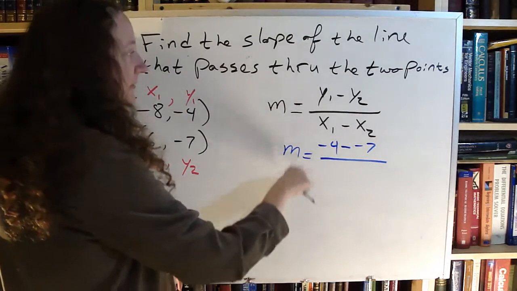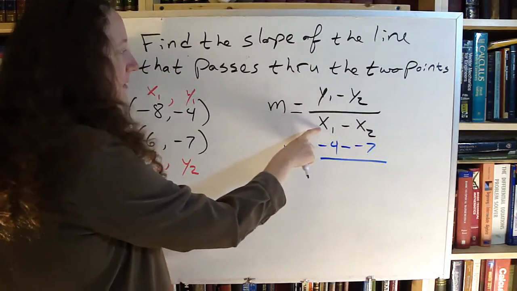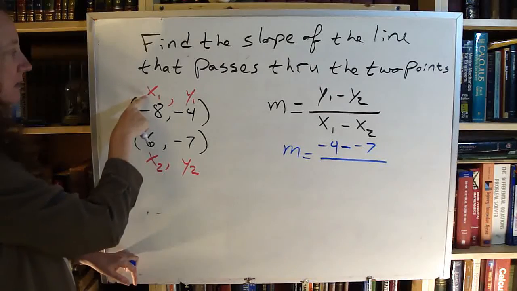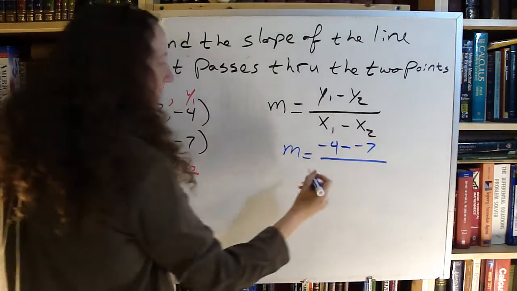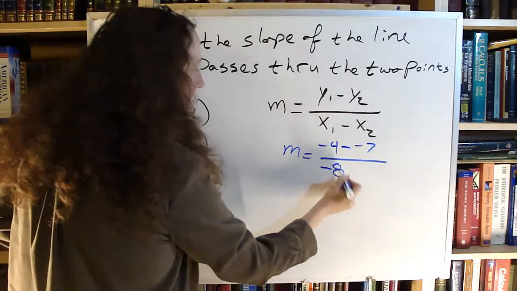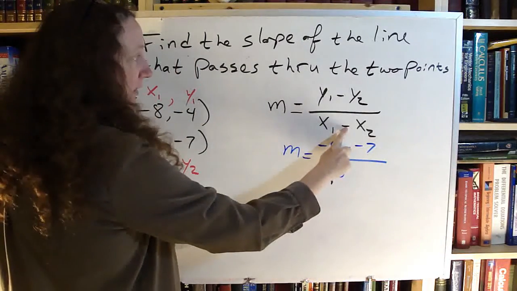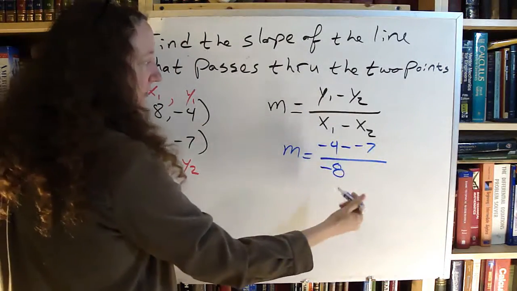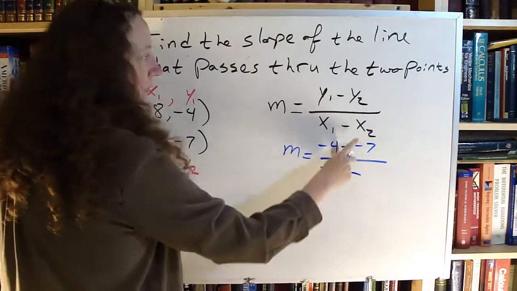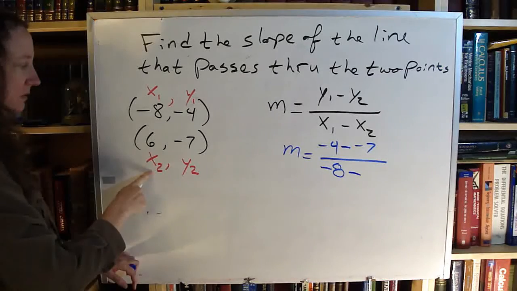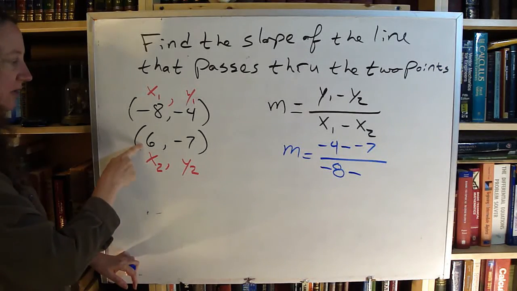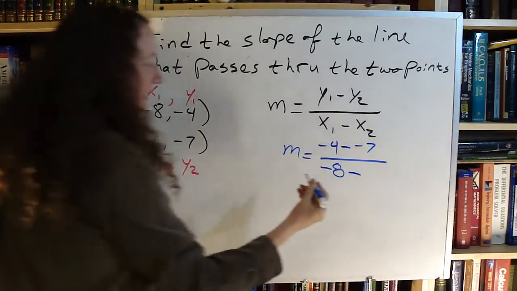So now I'm on the bottom of the fraction. x1. Find my x1. I see that it's negative 8. Write it down. I write my minus sign down. I see x2. I find x2. I see that it's 6. I write the 6 down.